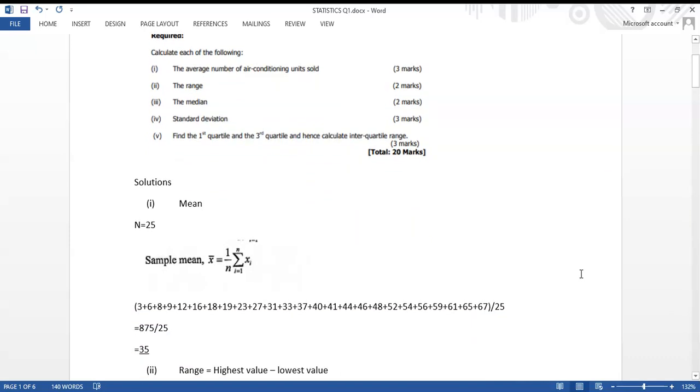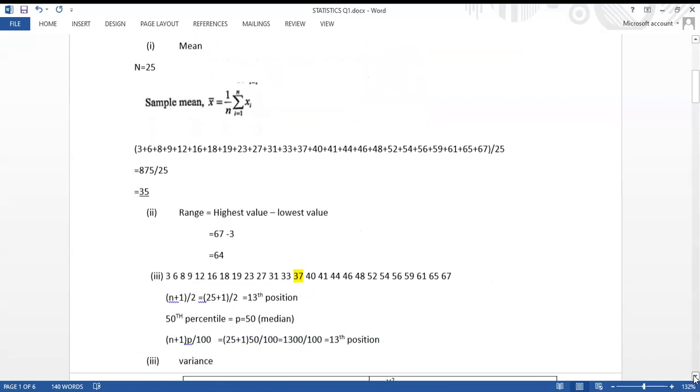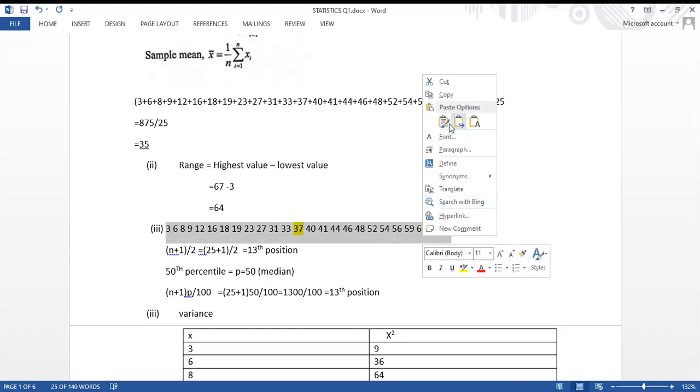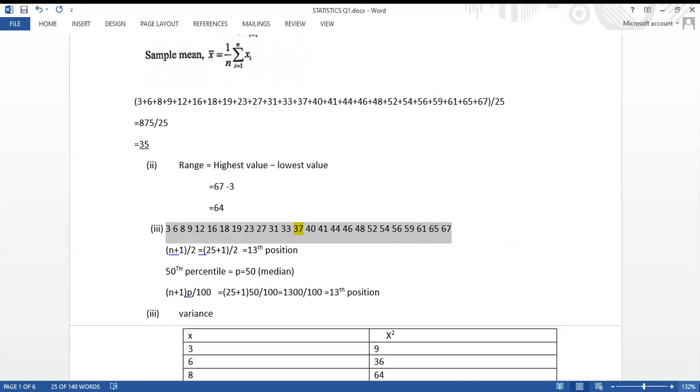And then finally, we'll find the first quartile and the third quartile and calculate the interquartile range. So we'll get this information here, all these data values, and copy.